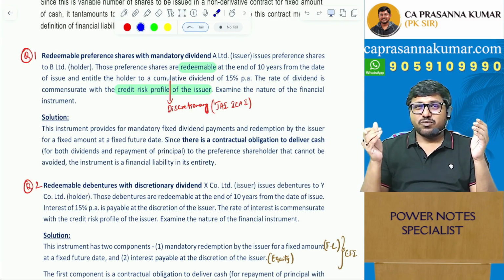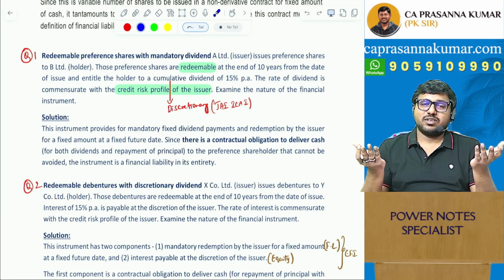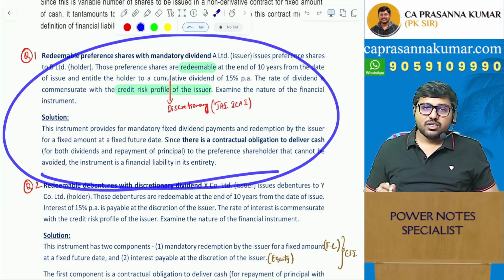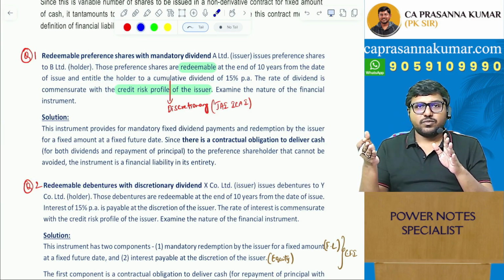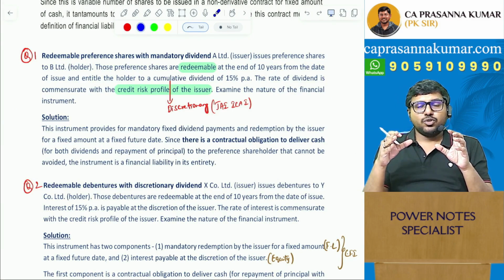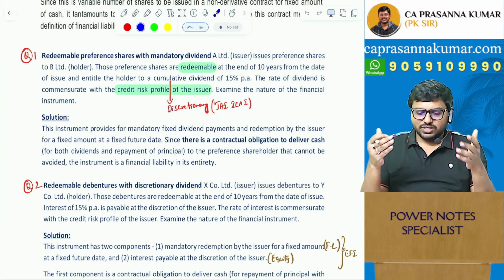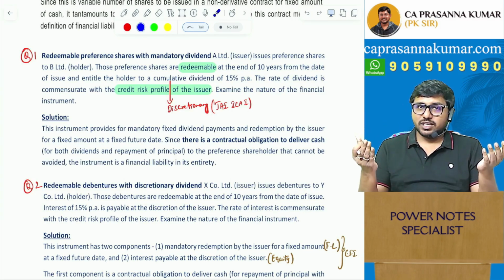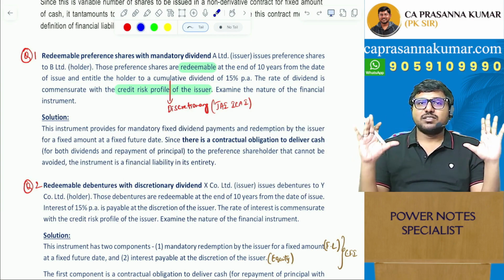Now you can ask me, sir, why are you saying both the perspectives? Why am I saying this? Because as far as this question is concerned, your ICA went with the second perspective, where even though you don't have an obligation to pay preference dividend every single year, at the end of the day, because it is cumulative, in one particular year you have to pay for all the years that you missed. Therefore, I will consider this as a mandatory dividend.